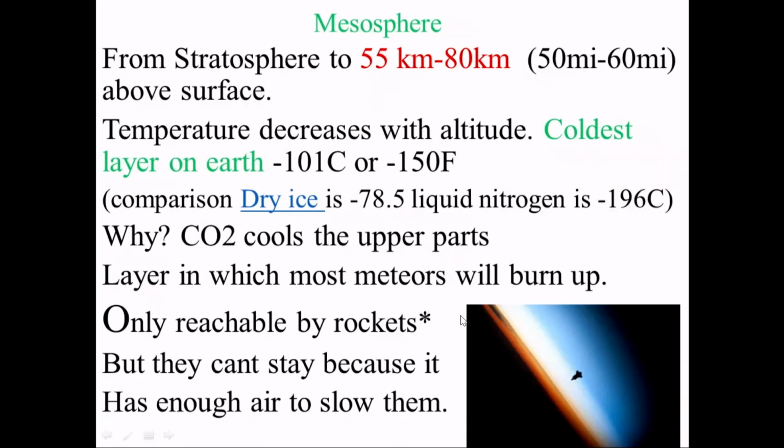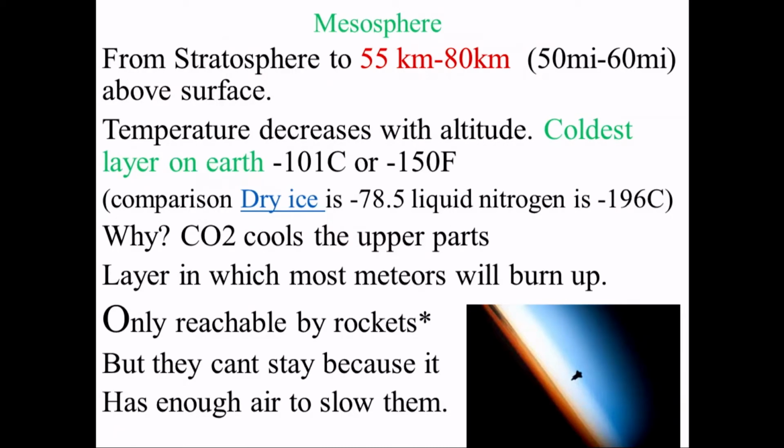Let's take a look at the mesosphere first. So the mesosphere is between 55 kilometers and 80 kilometers in altitude. Now, it is the coldest layer on Earth. Whereas the stratosphere was the second coldest at negative 55 Celsius, the mesosphere average is negative 101 Celsius, which is colder than dry ice, but warmer than liquid nitrogen.